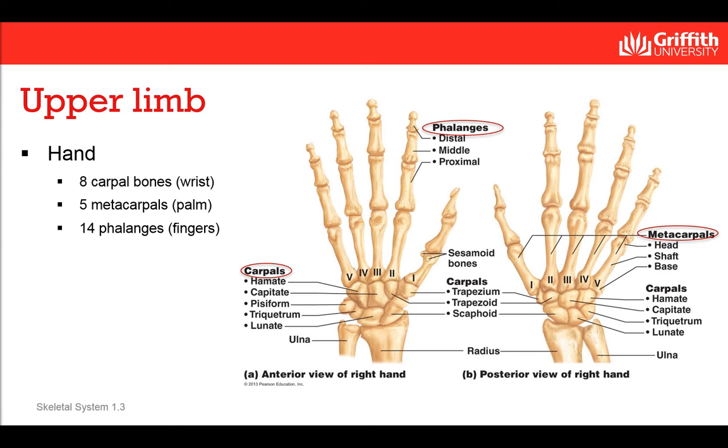Each metacarpal has a base that articulates with the carpals of the wrist, and a head that articulates with a phalange. Whilst there are 3 phalanges in each of the digits, 2, 3, 4, and 5, there are only 2 phalanges in the thumb. There are proximal, medial, and distal phalanges in each finger, but only a proximal and distal phalange in the thumb. The joints between the phalanges create the knuckles in the fingers.